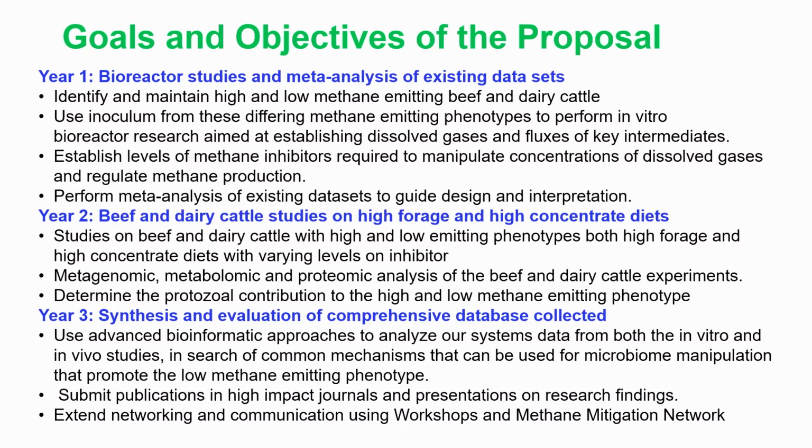So out of those different research hubs, 2 are beef focused, 2 are dairy focused, and this would be like a typical workflow where you use bioreactor studies, use those to titrate levels of dissolved hydrogen and fluxes of hydrogen and formate in those sorts of systems, and then translate that into beef and dairy cattle studies using methane inhibitors, and again, trying to correlate turnovers and fluxes with what's going on in terms of animal performance. And then the third part would be the synthesis, evaluation, and publication.